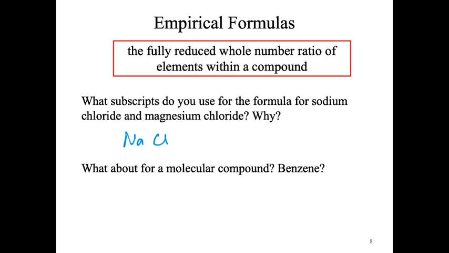What is the formula for magnesium chloride? MgCl2. Why did the 2 show up? Balance. We had to balance out the charges on the cation and anion within each of those compounds. Okay? These are technically empirical formulas, though it doesn't really apply nicely to ionic compounds. And the reason why it doesn't is that in ionic compounds, you always provide the reduced formula.